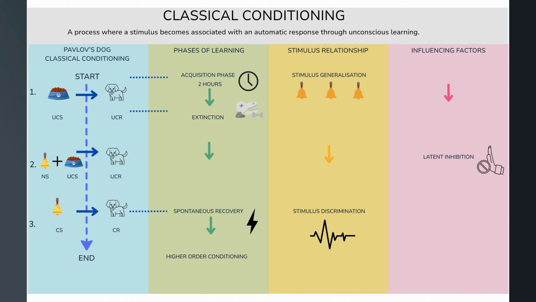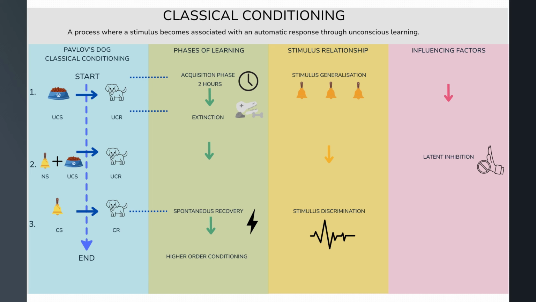Starting on the left, in the blue column, we have the core sequence. Step 1 shows the unconditioned stimulus, UCS, dog food, which naturally causes salivation, called the unconditioned response, UCR. These are automatic behaviors that don't require learning.